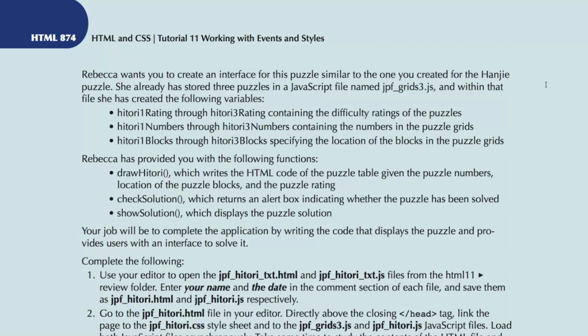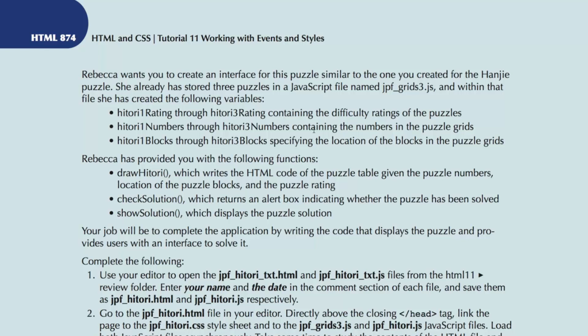Rebecca wants us to create the interface for the puzzle, similar to what we just saw in the previous screen. She has already stored the information for the 3 puzzles in a JavaScript file named jpf_grids3.js. Within that file, it has the 3 different puzzles. For each puzzle, there's going to be a rating, the numbers, and the blocks. The rating is the difficulty level: easy, medium, or difficult. Numbers will contain the numbers that will be displayed in each of the table cells in the grid.